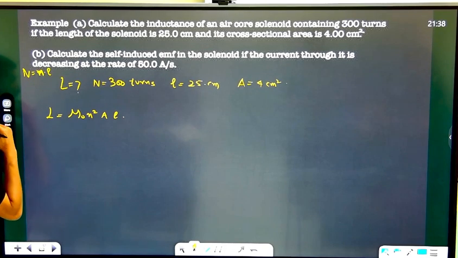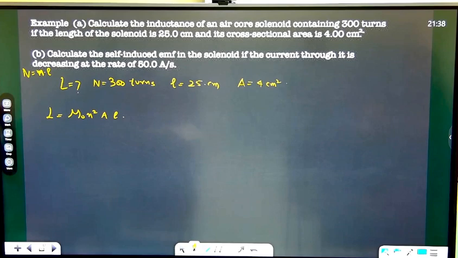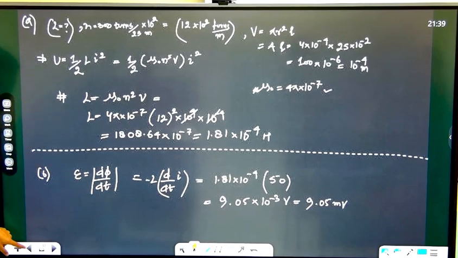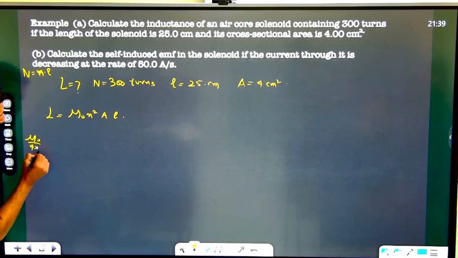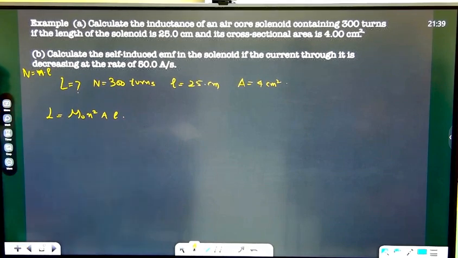What is the value of mu naught? Mu naught by 4 pi is 10 to the power minus 7. So mu naught is 4 pi into 10 to the power minus 7. Got it?